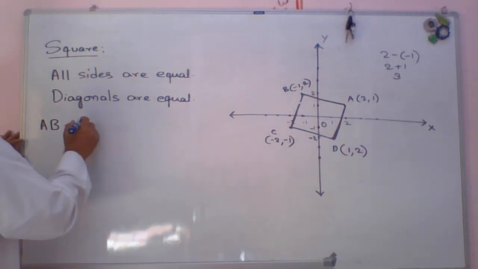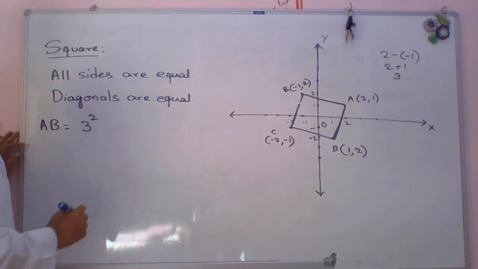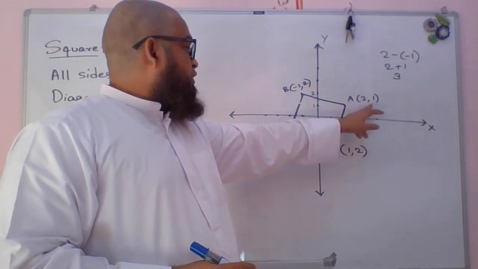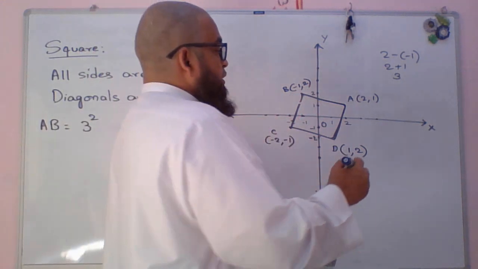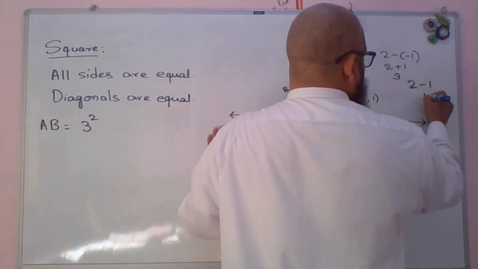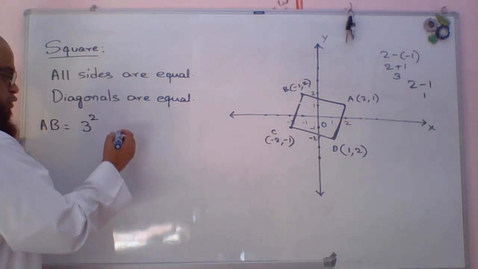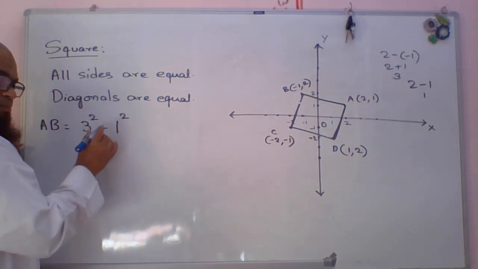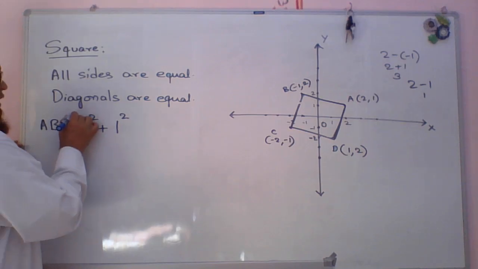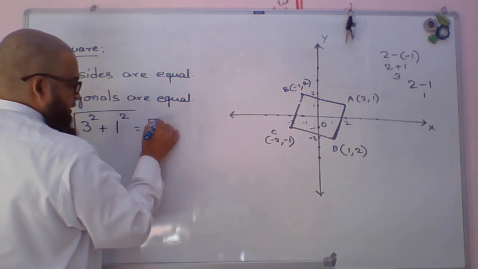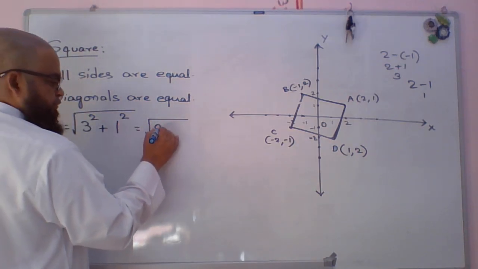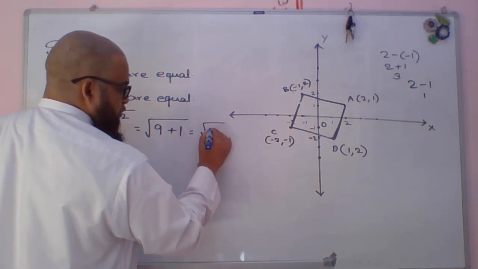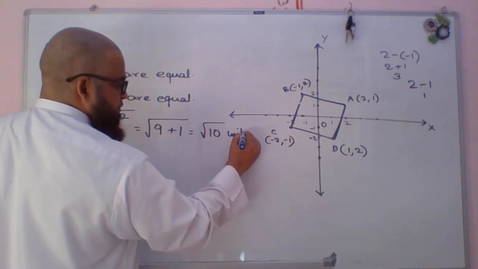So first find the difference, square it. And now find the difference of y coordinates. 1, 2, which is bigger? 2. So it is 2 minus 1, that is equal to 1. So you find the difference of y coordinates, square it. Now add both the squares and take the under root. So that is equal to square root of, what is 3 square? 9 plus 1 square is 1. So that is equal to square root of 10 units.